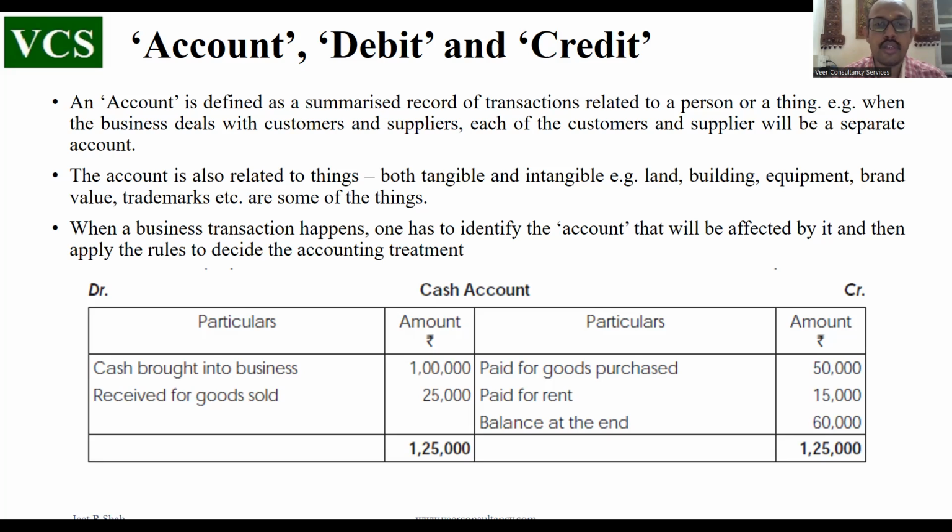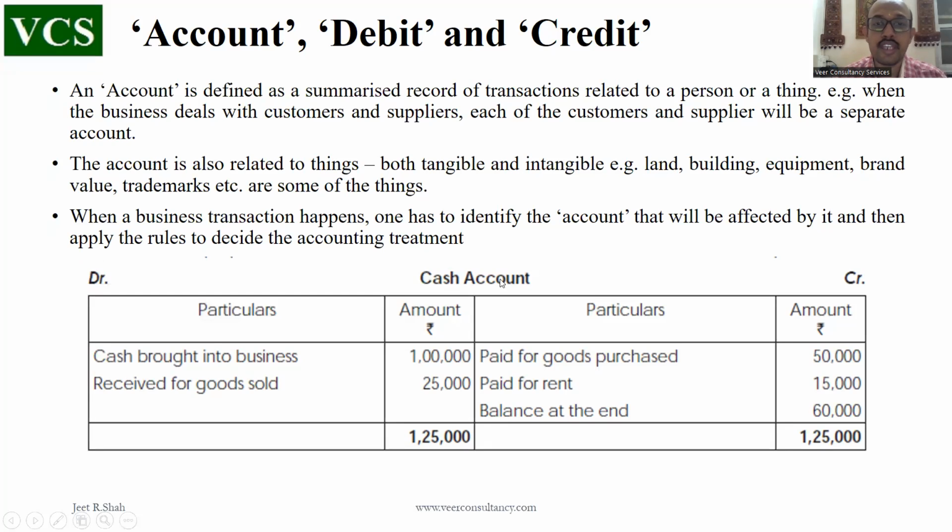So over here, I have given you an example of something known as a cash account. You can very well see over here there are two sides. One is known as DR, जो यहाँ पे लिखा है, and we have CR that is known as credit side. So an account has two sides, debit and credit. Then the columns are particulars and amount. In debit there are two columns. In credit also the same columns are there, particulars and amount.